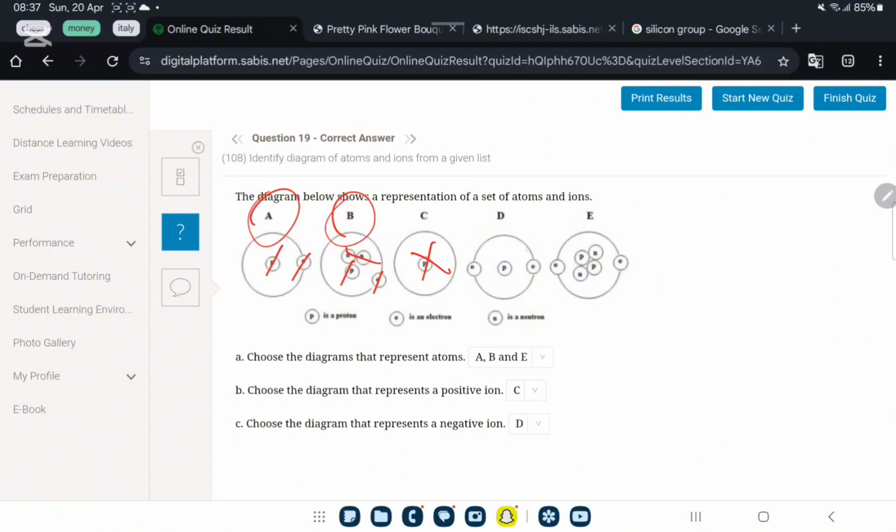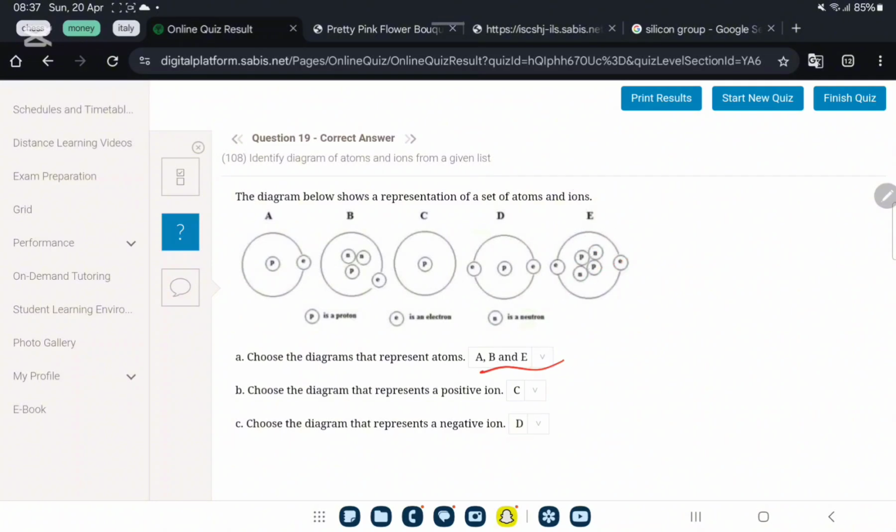D has 2 electrons, 1 proton, one of them cancels, we still have an electron left over, so it's wrong. And then E, the 2 neutrons cancel, proton and electron, they go together, 2 protons, 2 electrons, so E is an atom. So A, B, and E are atoms. Now choose the diagram that represents a positive ion.